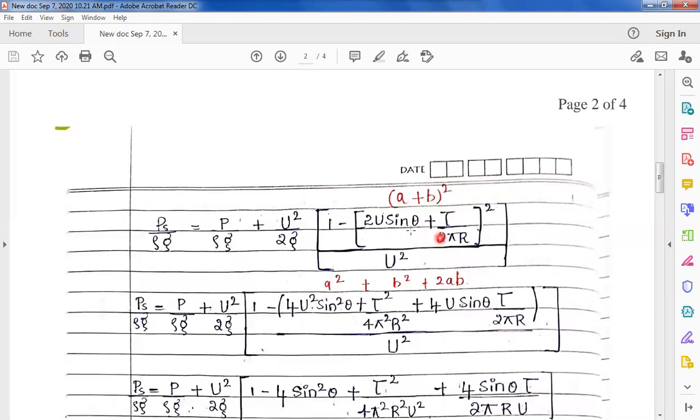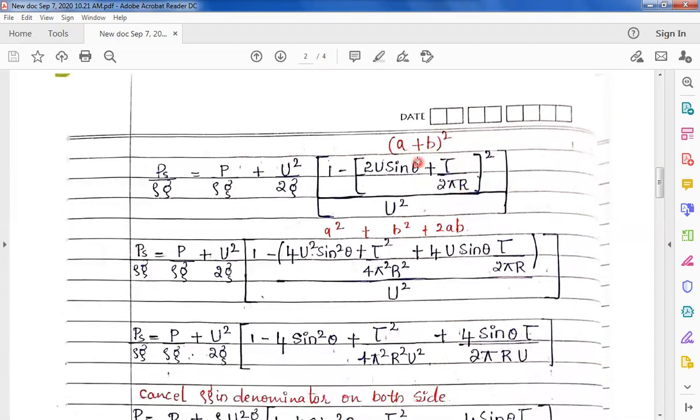So this equation will be in terms of a plus b whole square. Next we have to get the expression, the expansion of a plus b whole square, and the further things are the same. Ps by rho g is equal to p by rho g plus u square by 2g. Then you have to split this a plus b whole square into a square plus b square plus 2ab. Clear?